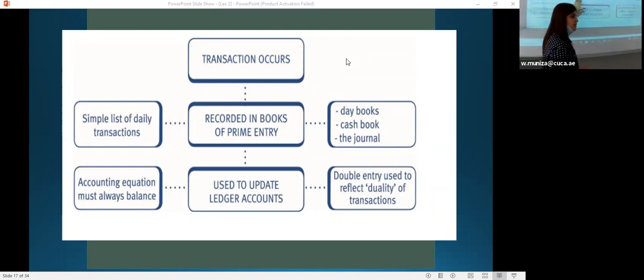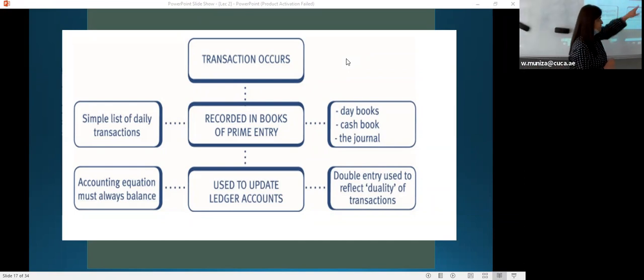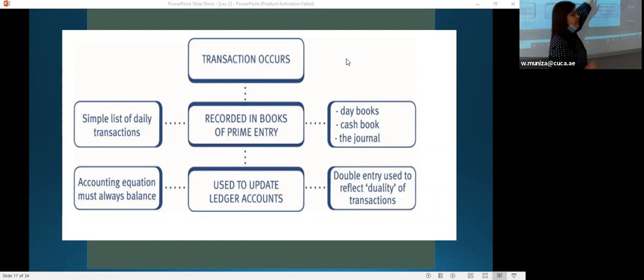The books of prime entry are 7 in number. We call them day books also. The other name for books of prime entry is day books. These are namely sales day book, purchases day book, sales returns day book, purchases returns day book, cash book, petty cash book, and the 7th one is journal. We are going to have a look at them one by one.